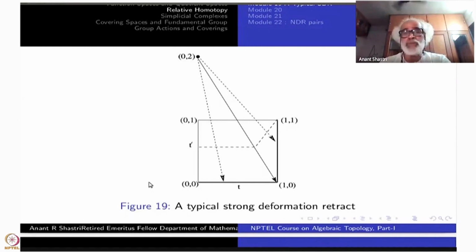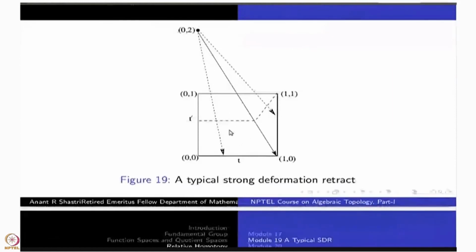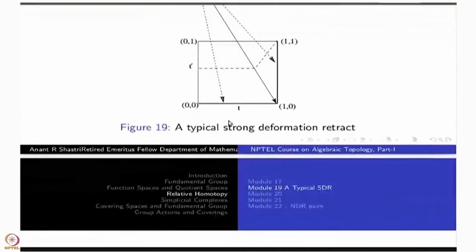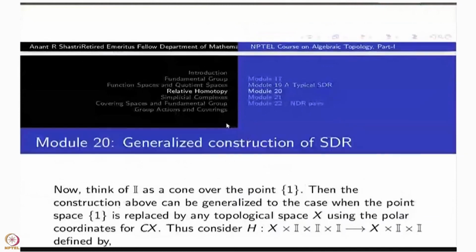We follow this geometric argument. Once I have written down this one, I don't have to write formulas for them. It's obvious. So today we are going to make use of all these and do a lot more generalizations of constructing deformation retracts. Okay, so that is the topic today, generalized construction.